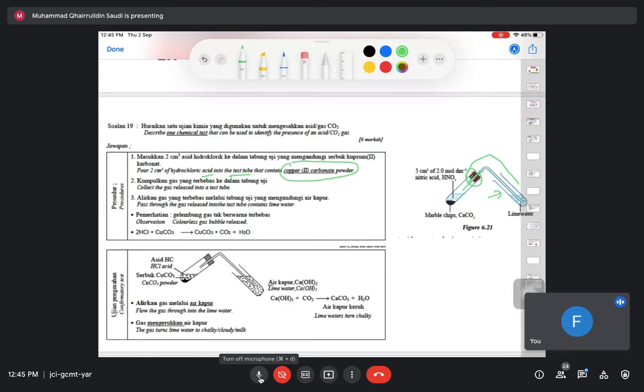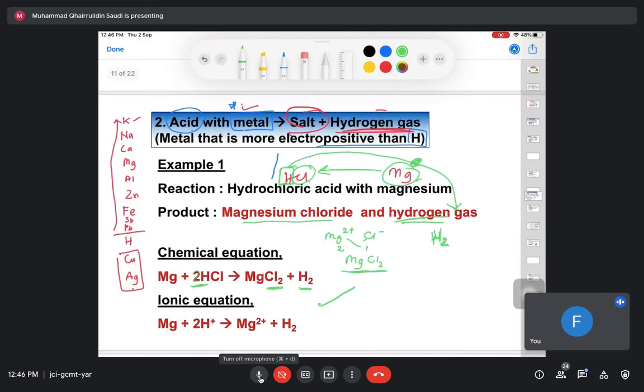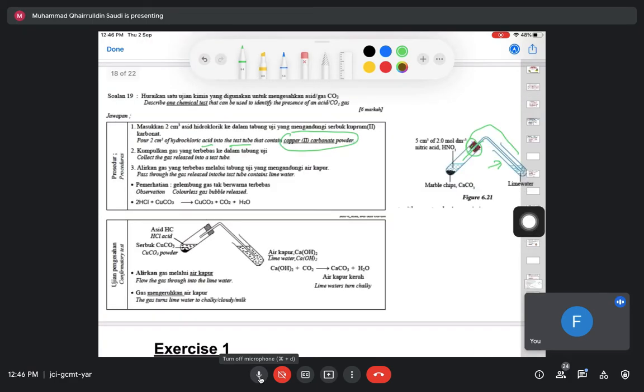Okay, we already know that in order for us to test carbon dioxide gas, we will use lime water. So we make sure that the delivery tube are inserted into a test tube that contain lime water, and we should make sure that the delivery tube is immersed into the lime water, so that bila the carbon dioxide keluar, dia boleh terus masuk dalam lime water. What will happen to the lime water? The lime water will turn cloudy ataupun chalky.